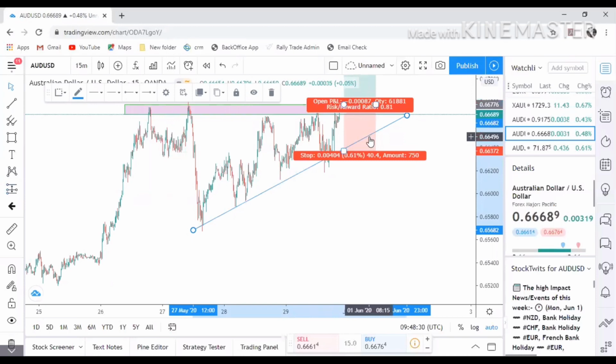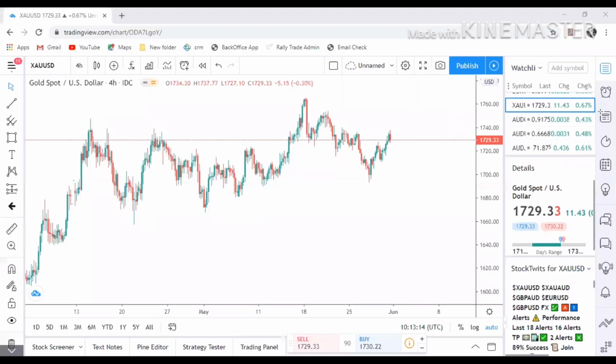So guys, that's it for the Australian dollar against the US dollar. We're going to be looking at gold. Okay, so up next is gold, XAU/USD, which is gold.